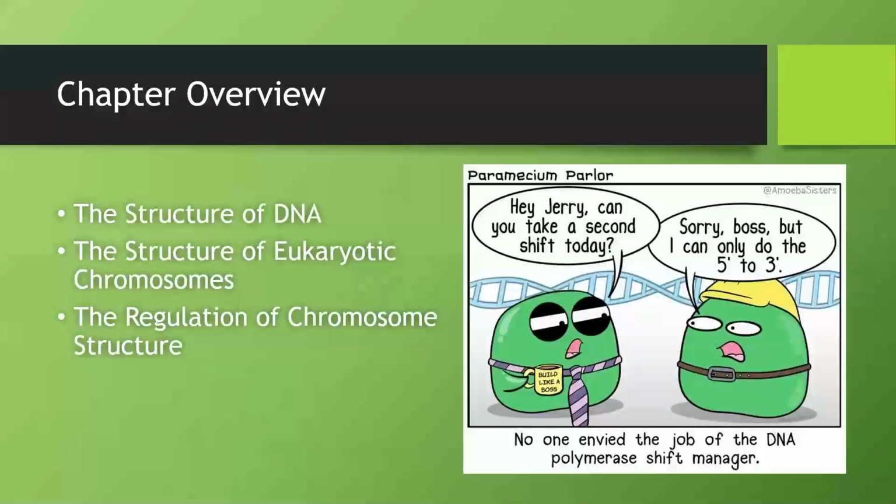Right, so this topic comes from chapter 5. We're going to cover a couple of key ideas. The first is the structure of DNA, which will be the main focus of this lecture. And then the following one that will finish up chapter 5 will cover the structure of eukaryotic chromosomes and how that structure is regulated and maintained within the cell.